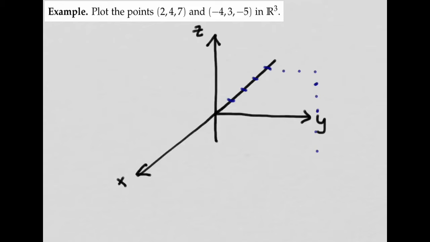So think of this point as being below the xy plane. So that is the point (-4, 3, -5).